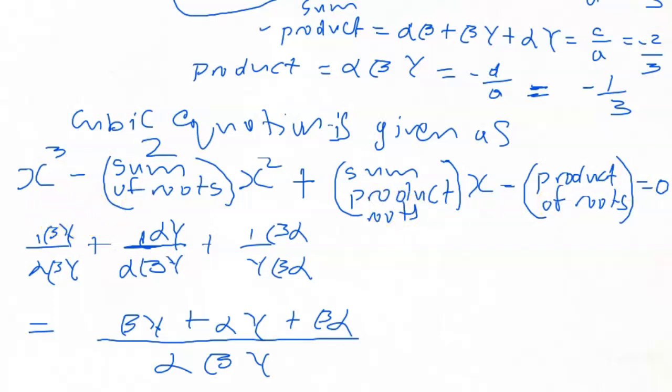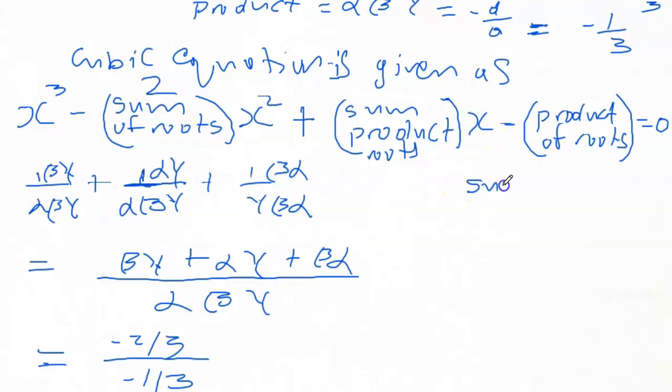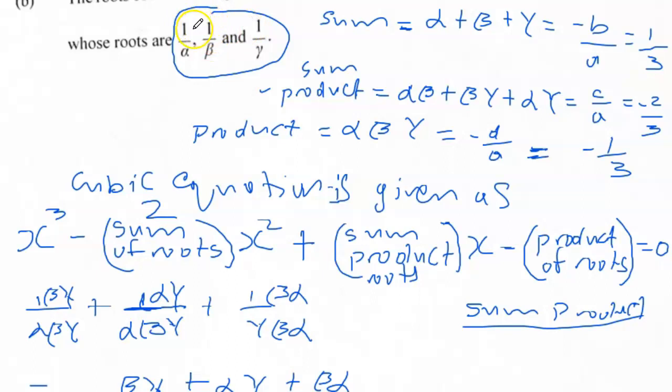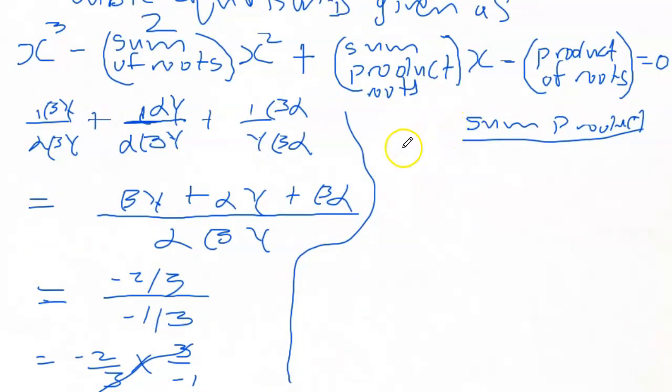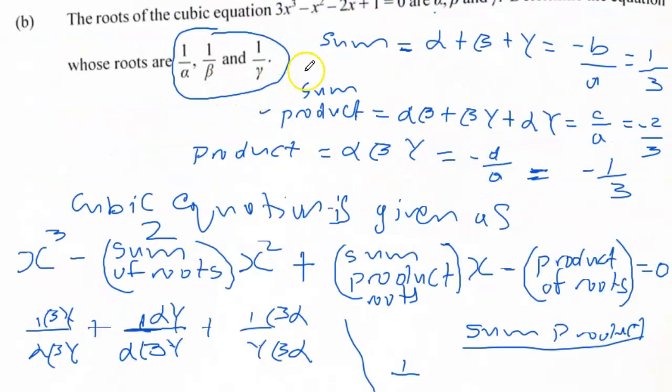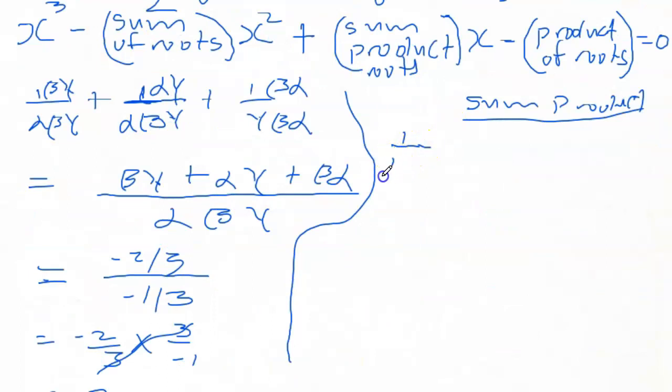Let's find the sum of products now, which will be the second coefficient. Remember, the roots we're working with are 1 over alpha, 1 over beta, 1 over gamma. Let's take the products in pairs and sum them up. So 1 over alpha times 1 over beta, which is 1 over alpha beta, plus 1 over beta gamma, plus 1 over alpha gamma, right?